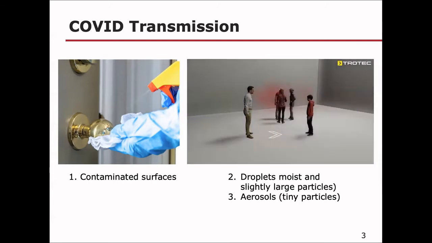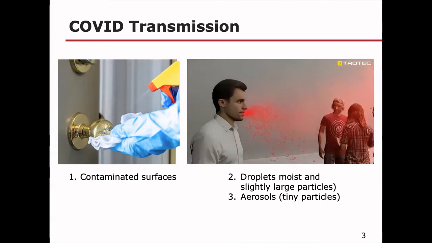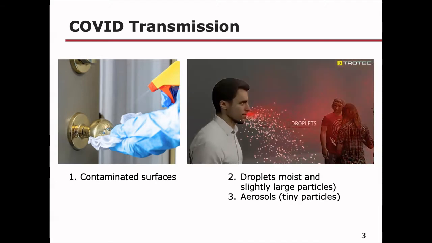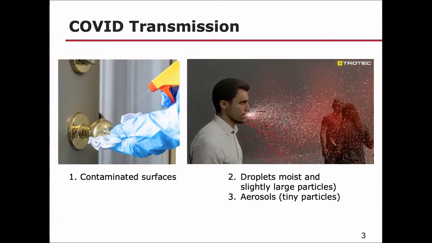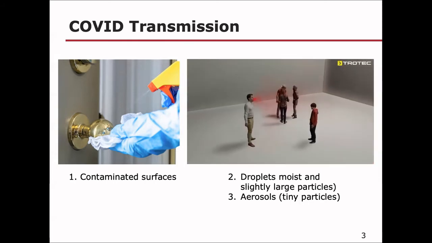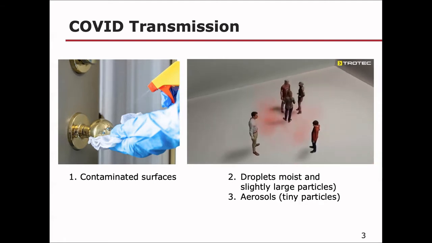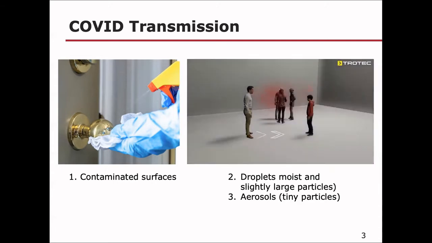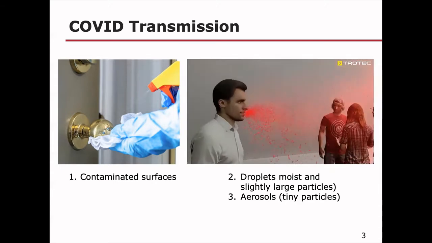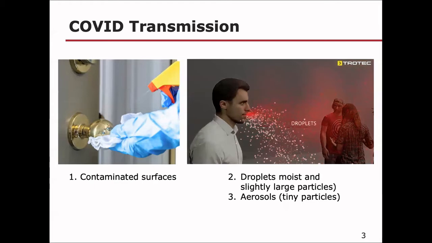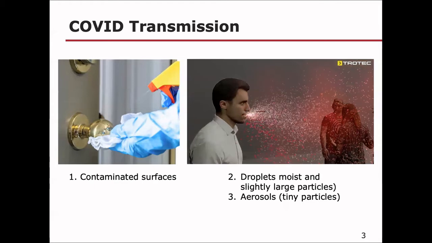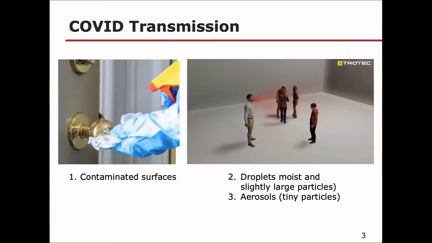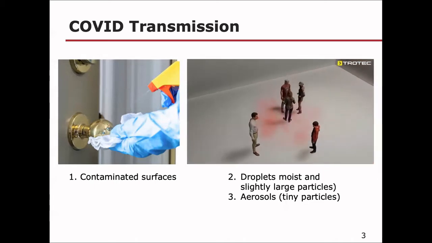People can expel droplets and tiny aerosols while speaking, breathing, coughing, or sneezing. Droplets are moist and slightly larger particles that are considered to be the primary vector of COVID infection. Virus-bearing droplets can spread coronavirus through your eyes, nose, or mouth. Typically, droplets do not remain airborne long because they settle down and contaminate surfaces. By contrast, aerosols are tiny particles staying in the air for several hours and travel further than 6 feet.